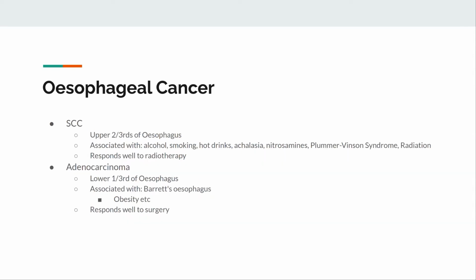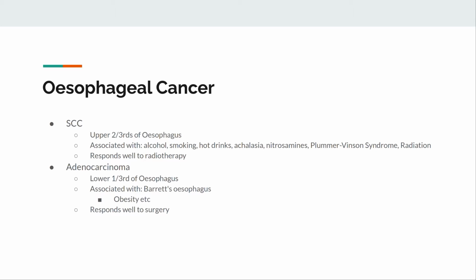Cancer. The main thing to know here is that in the upper two thirds of the esophagus, where people drink and smoke and get hot drinks, that's the first area that gets exposed to all that stuff, right? Because it's near the top of the throat. That's where you get squamous cell carcinoma. It's associated with alcohol, smoking, hot drinks, even achalasia. So people with achalasia can go on to get cancer, so they need to be monitored and get surveillance for that. Chemicals, and this condition called Plummer-Vinson syndrome is associated with cancer.